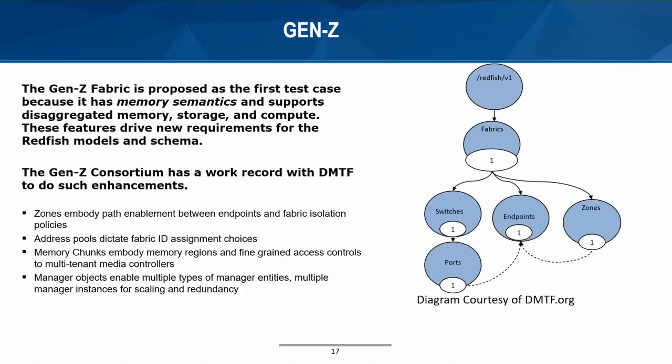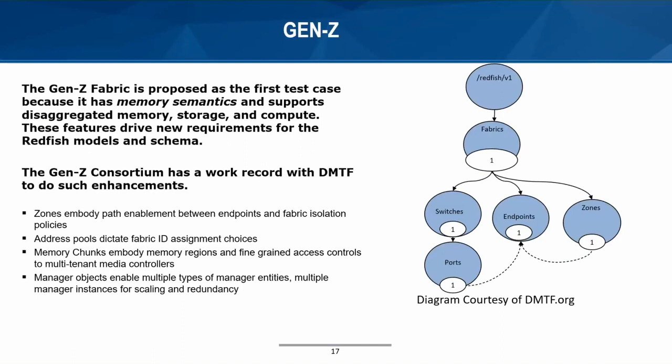So why Gen Z? Well, the Gen Z fabric is proposed as the first test case because it has elements of many fabrics included. It looks like the union of a lot of requirements. It has memory semantics and control surfaces appropriate to these new endpoints that come with this feature: memory semantic and fabric attached memory. Gen Z is already being used to drive enhancements to the REDFISH fabric models for these new features.